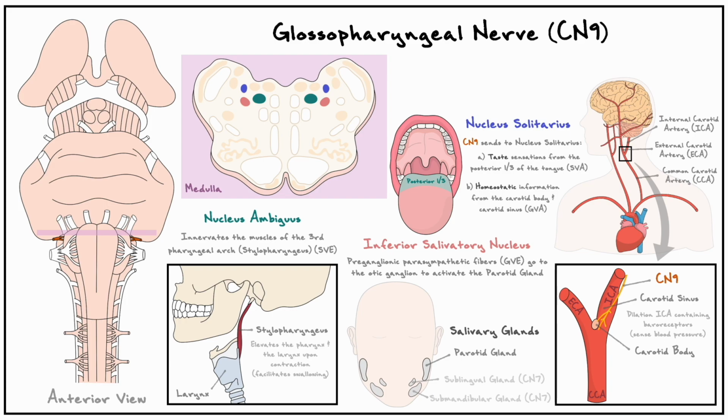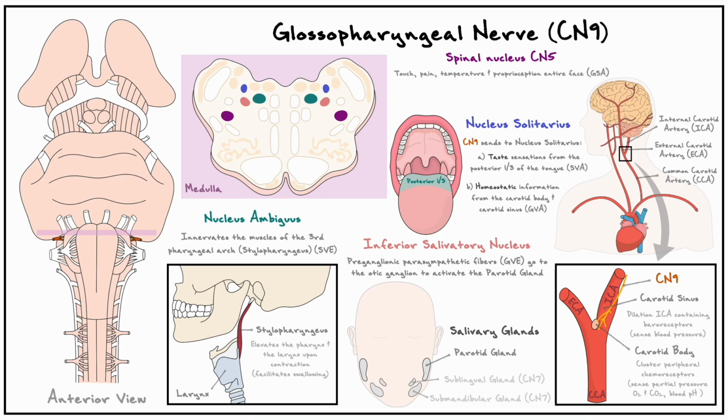Still, at the bifurcation, we can also find the carotid body. The structure is essentially a cluster of specialized cells called peripheral chemoreceptors. These peripheral chemoreceptors have the important role of sensing the blood's partial pressure of oxygen and carbon dioxide, as well as the blood's pH. The final important nucleus of the glossopharyngeal nerve is the spinal nucleus of the trigeminal nerve.